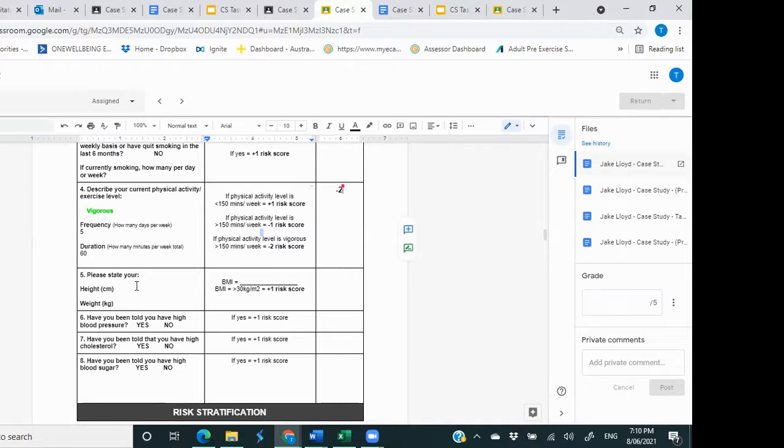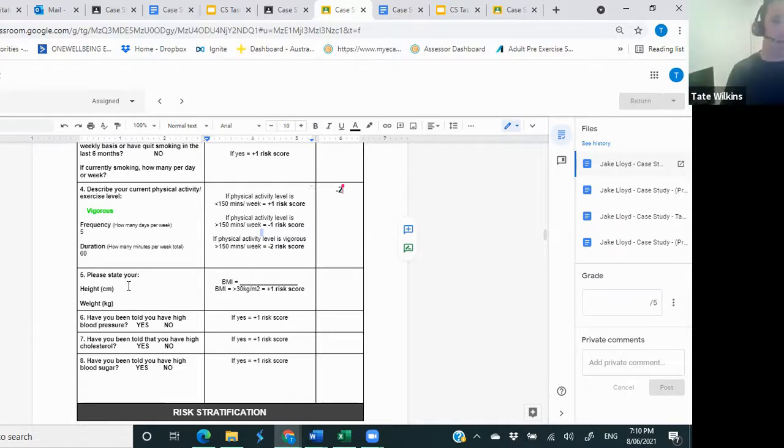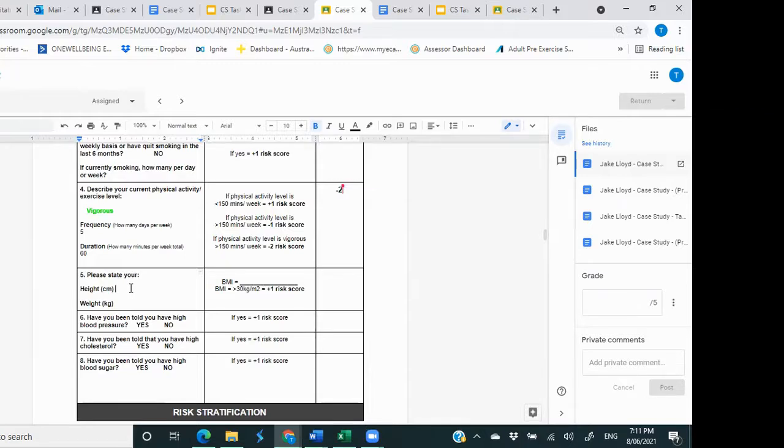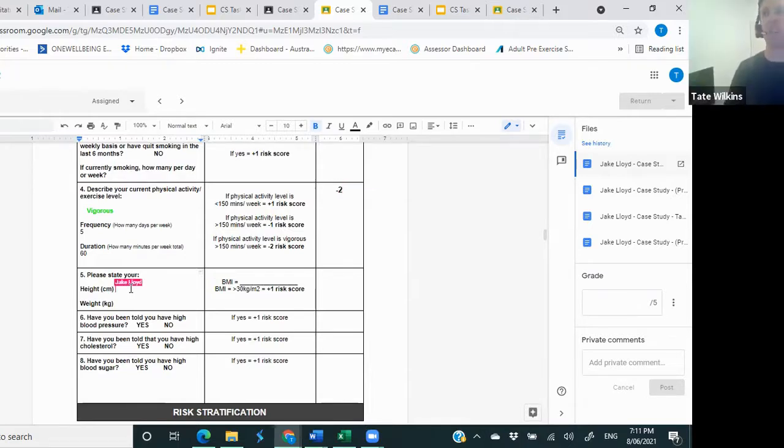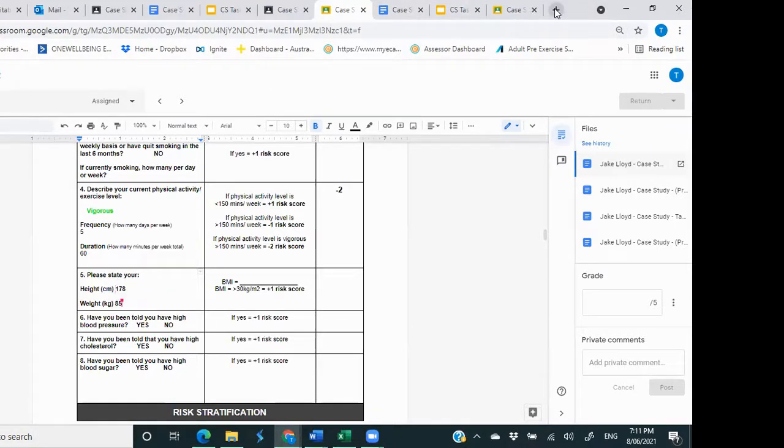With this one, you could ask the client, or you could do it with them. I'll just tell you my height is 178 down here. Weight is 85. Can you still see my screen? Is that still shared? Yeah, I can still see it.